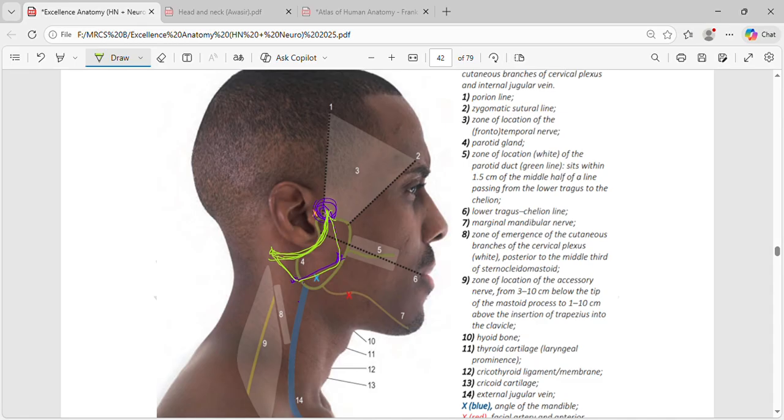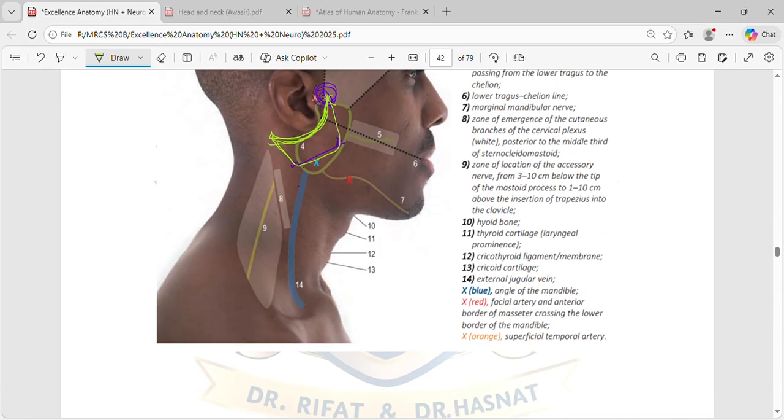So remember, the first point at the condyle of the mandible, another point just above the middle point of the masseter muscle, and the third point will be below and behind the angle of mandible, 2 centimeter or 1 centimeter, and another point will be at the center of the mastoid process. Join all these points, you will get the parotid gland.